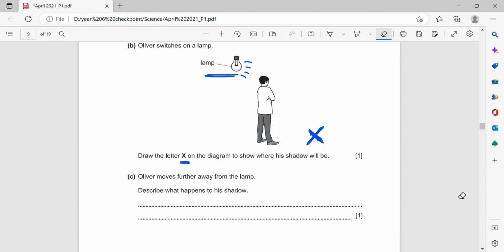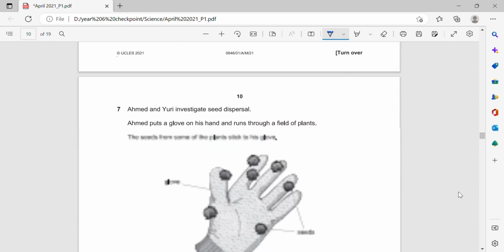Oliver moves further away from the lamp. What will happen to the shadow? Oliver will move a bit away from the source of light. What will happen to the shadow? Great, the shadow will get smaller. His shadow will get smaller. Once you move away from the source of light, the shadow gets smaller.